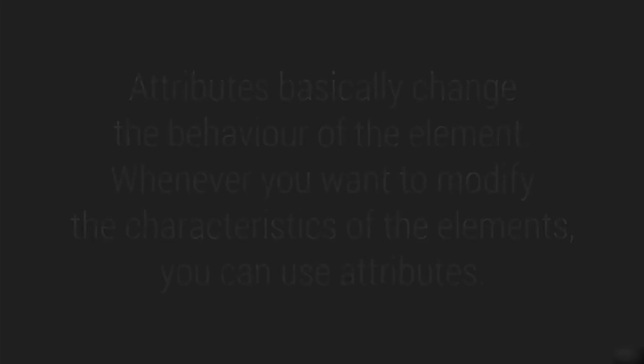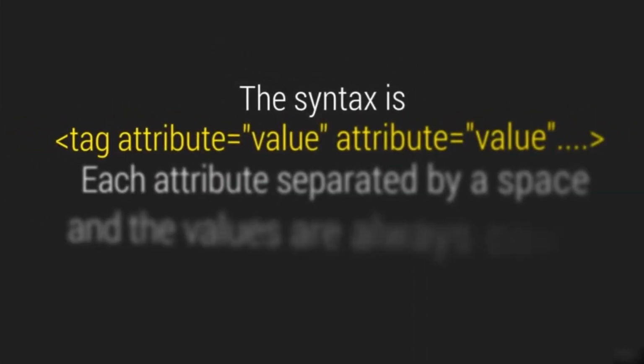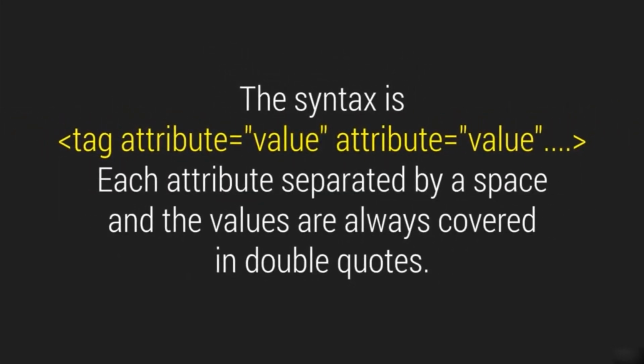The second question is, how can you apply multiple attributes to a single element? So here is the syntax. You have the tag name, you have the attribute, you keep on writing the attributes, each attribute separated by a space, and the values are always covered in double quotes. To make sure you follow these standards, this is how you can apply multiple attributes.